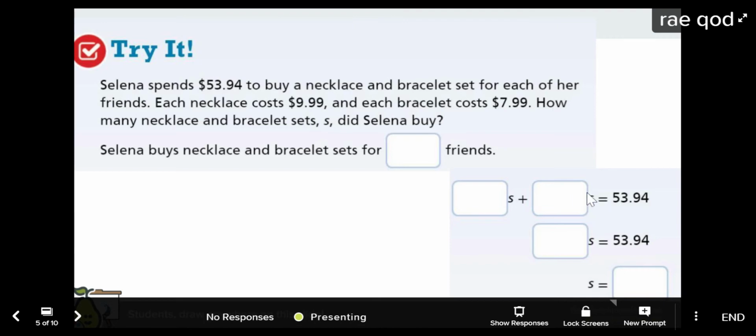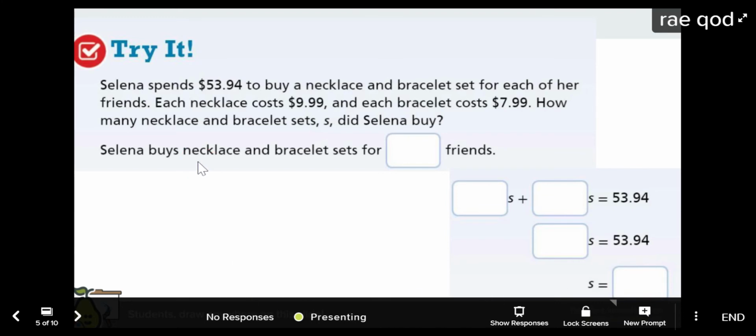Go ahead and answer that in your Edpuzzle. All right, and then next answer the second box. And then finally solve for S. So what goes in this third box? Okay, let's go over it.